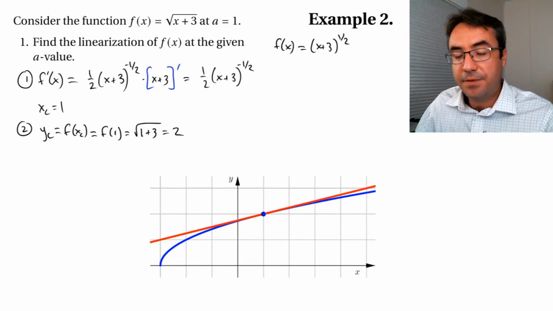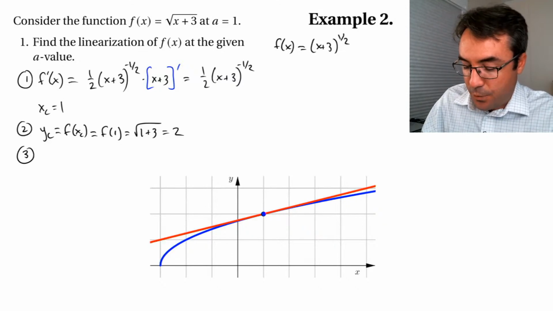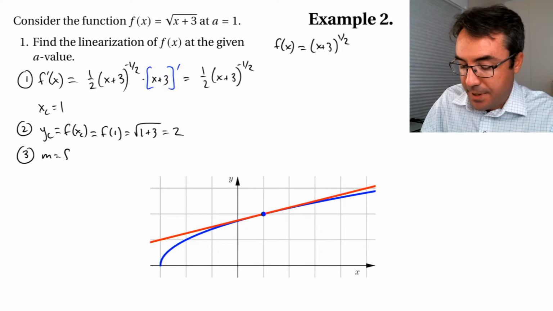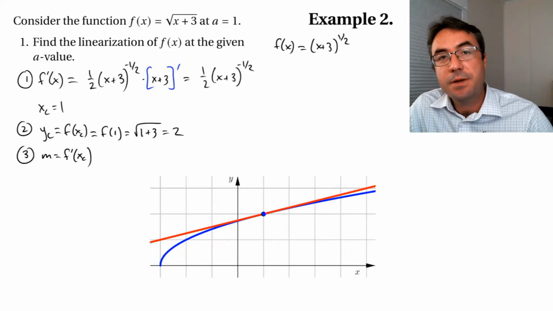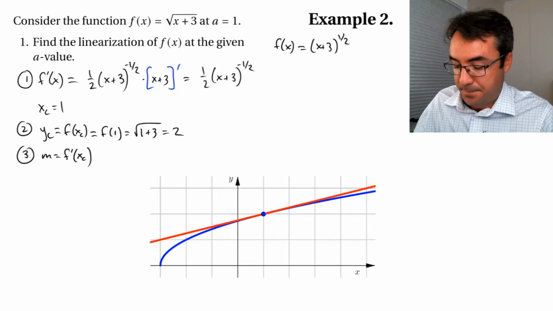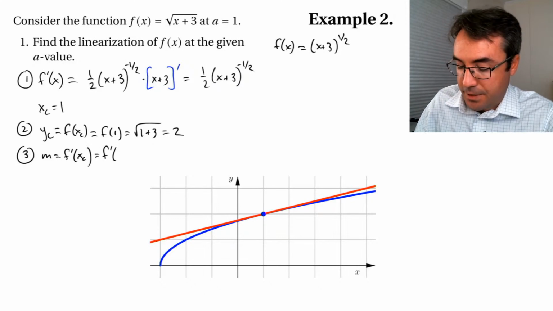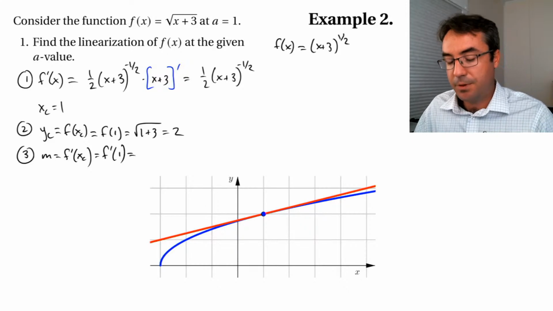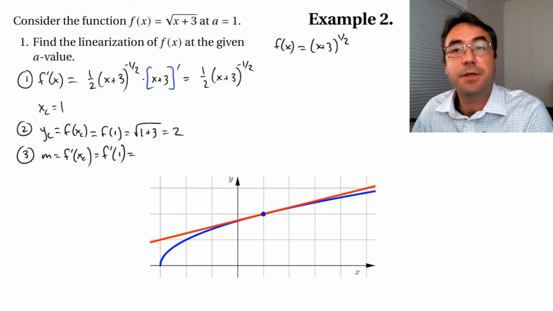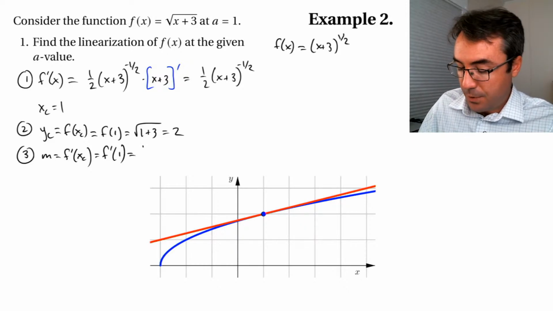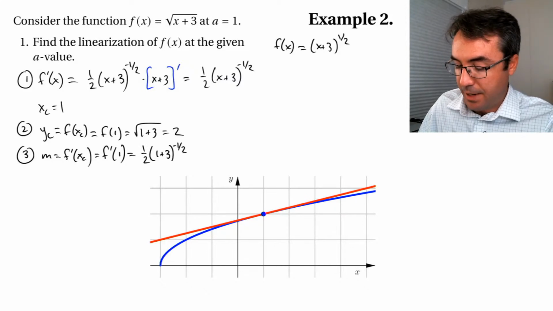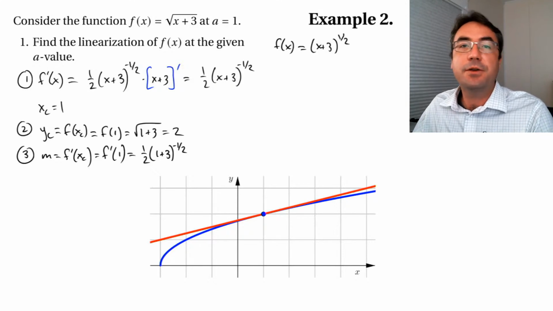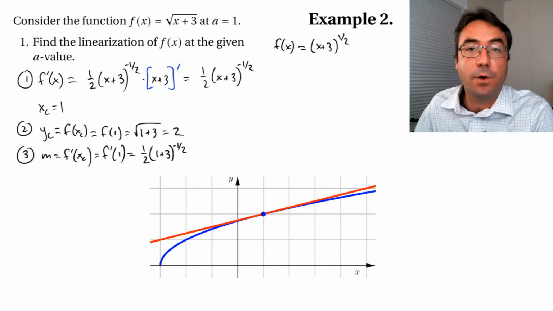We also want to find the slope, so that's the next step. We want to find the slope of our tangent line, and this is where the derivative comes in. So we're going to take our x-coordinate, plug it into the derivative. Our x-coordinate is just 1. So when we plug in 1 into what we calculated for our derivative, we get 1/2 (1 + 3) raised to the negative 1/2 power. And if we do the calculation, we end up with 1/4.